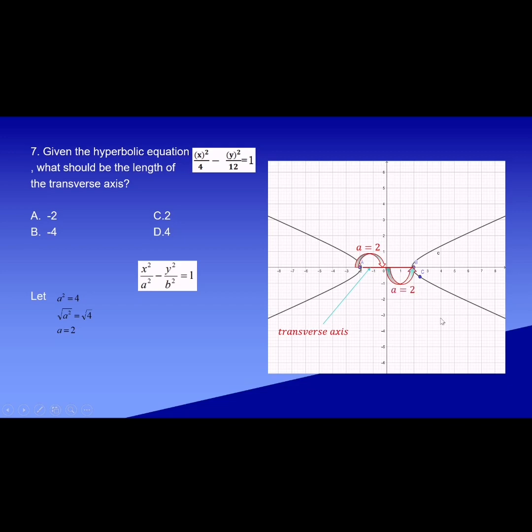So we are asking for the length of the transverse axis. The transverse axis is equal to 2a. We got the value of a, that is 2. So 2 times 2 is 4. So the length of the transverse axis is 4. The answer is D.